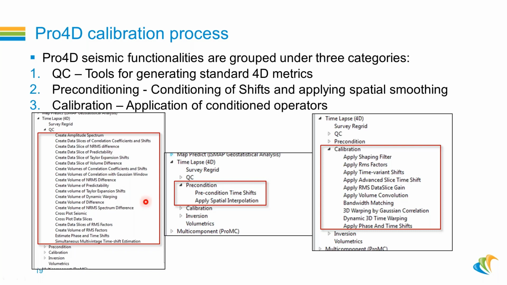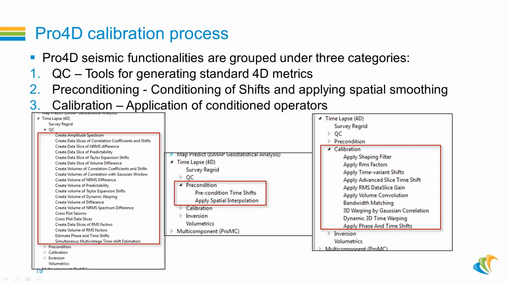In preconditioning, for example, we have calculated correlation coefficients and time shifts, but we don't like those time shifts. They are too much, so we can do conditioning here: we smooth them, and maybe apply spatial interpolation, so we can precondition those metrics. And finally, we can do the calibration, for example applying a filter, applying RMS factors, etc. So we have three sections in this calibration: QC, preconditioning, and calibration.